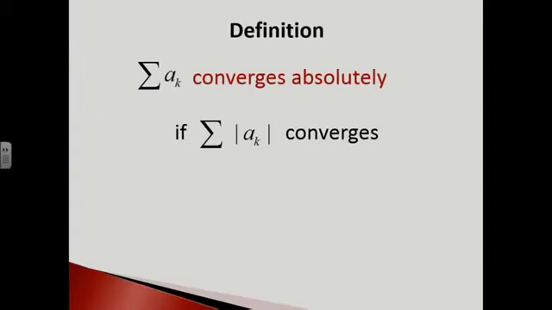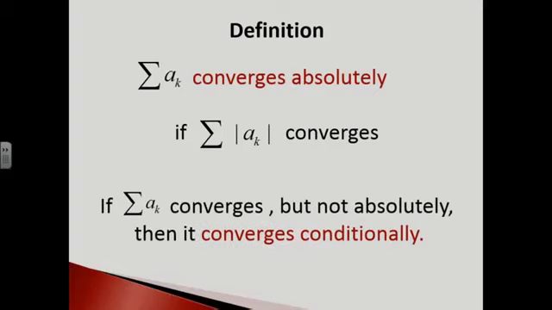If sigma a_k converges, then sigma of the absolute value of a_k may either converge or diverge. The two cases that can occur are given special names. The series sigma a_k converges absolutely if the related series sigma of the absolute value of a_k converges. If the series sigma a_k converges but not absolutely, which means that the related series sigma of the absolute value of a_k diverges, then it converges conditionally.